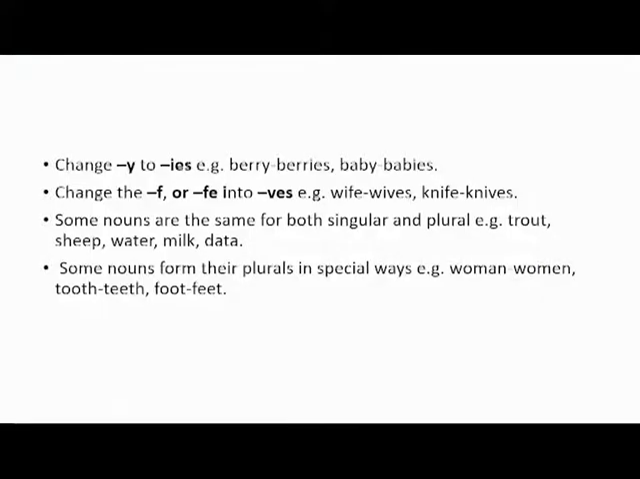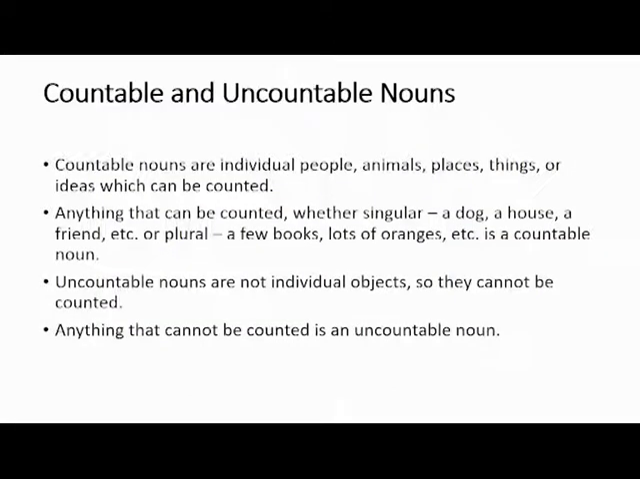Then we say some nouns form their plural in special ways. Example, woman becomes women, tooth becomes teeth, foot becomes feet. And then we have countable and uncountable nouns. Countable nouns are individual people, animals, places, objects, or ideas which can be counted. Anything that can be counted, whether singular, a dog, a house, or plural, a few books, a lot of oranges, is a countable noun. Uncountable nouns are not individual objects, so they cannot be counted. Anything that cannot be counted is considered an uncountable noun.